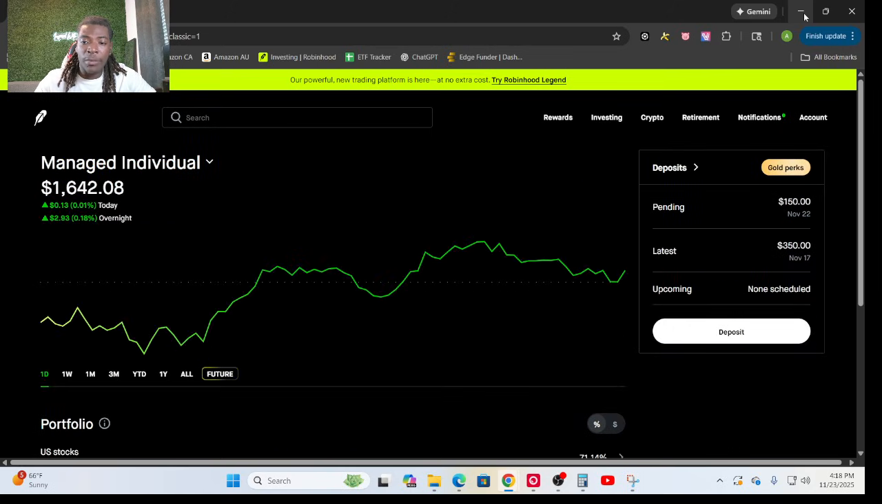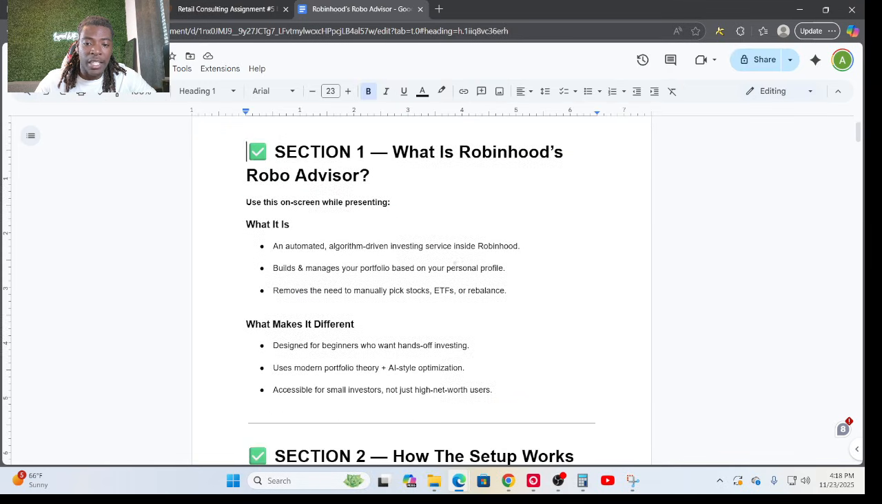So I do have a script right here. I'm going to walk you guys through exactly what it is. You can see right here, I'm starting with section 1: What is the Robinhood Robo Advisor? I'm going to be doing an on-screen presentation, walking you guys through step by step. Like I said, a nice full course completely for free.